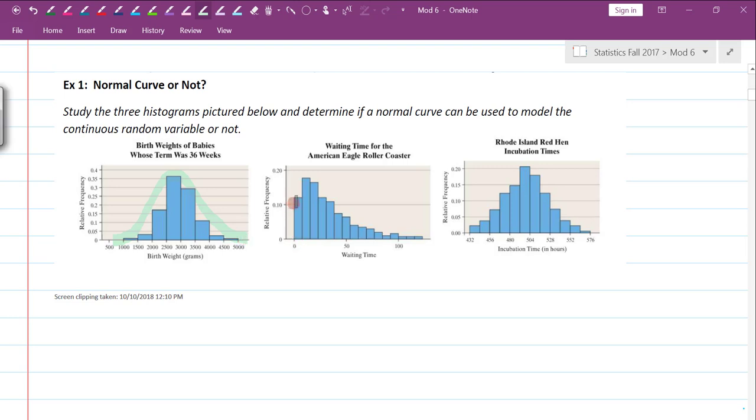This one here is skewed. Absolutely not normal. This one here, if you look at it, you can see again that we can go ahead and approximate. This is a very good example of normal distribution. This is the Rhode Island red hens' incubation times. They've got that down to a very good process with incubating the Rhode Island red hens so that they do follow a normal distribution.